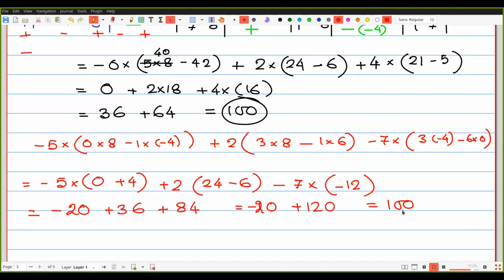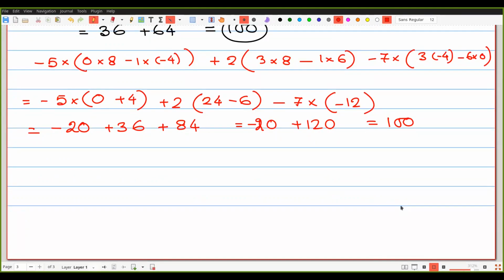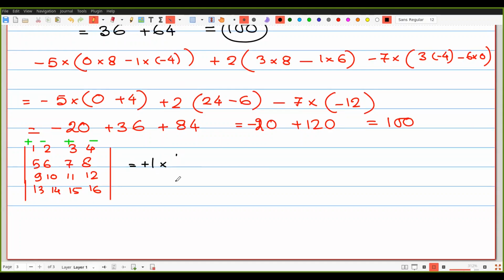Same as if there is a 4 cross 4 matrix, suppose 1 2 3 4, 5 6 7 8, 9 10 11 12, 13 14 15 16. Okay, so we are not using the plus minus thing here, we are writing directly, and we are using suppose the very first row. So that would be 1 into its minor. What is its minor? 6 7 8, 10 11 12, 14 15 16.